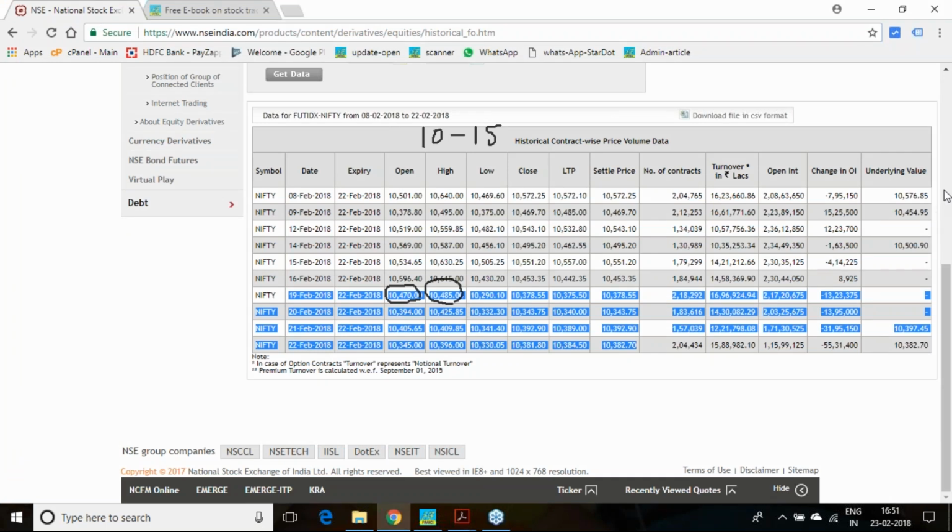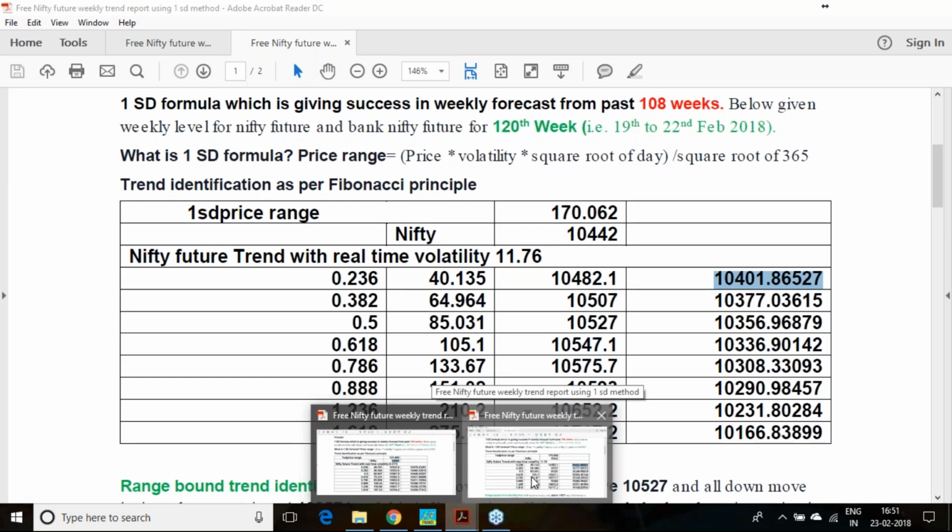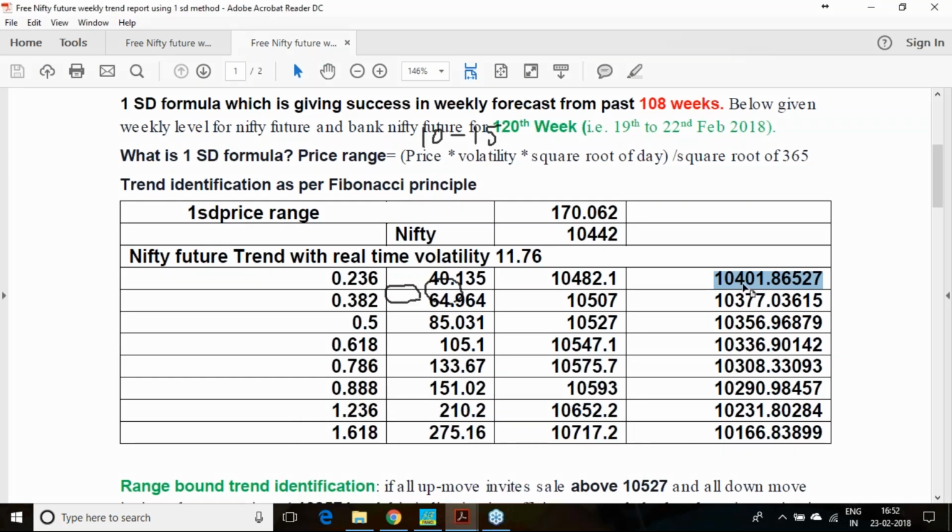11% of volatility was there, so we experienced the same thing. It opened, in a couple of seconds it jumped up and then it surrendered. So we got a chance as per the downtrend. We got a chance to sell at 10,402.